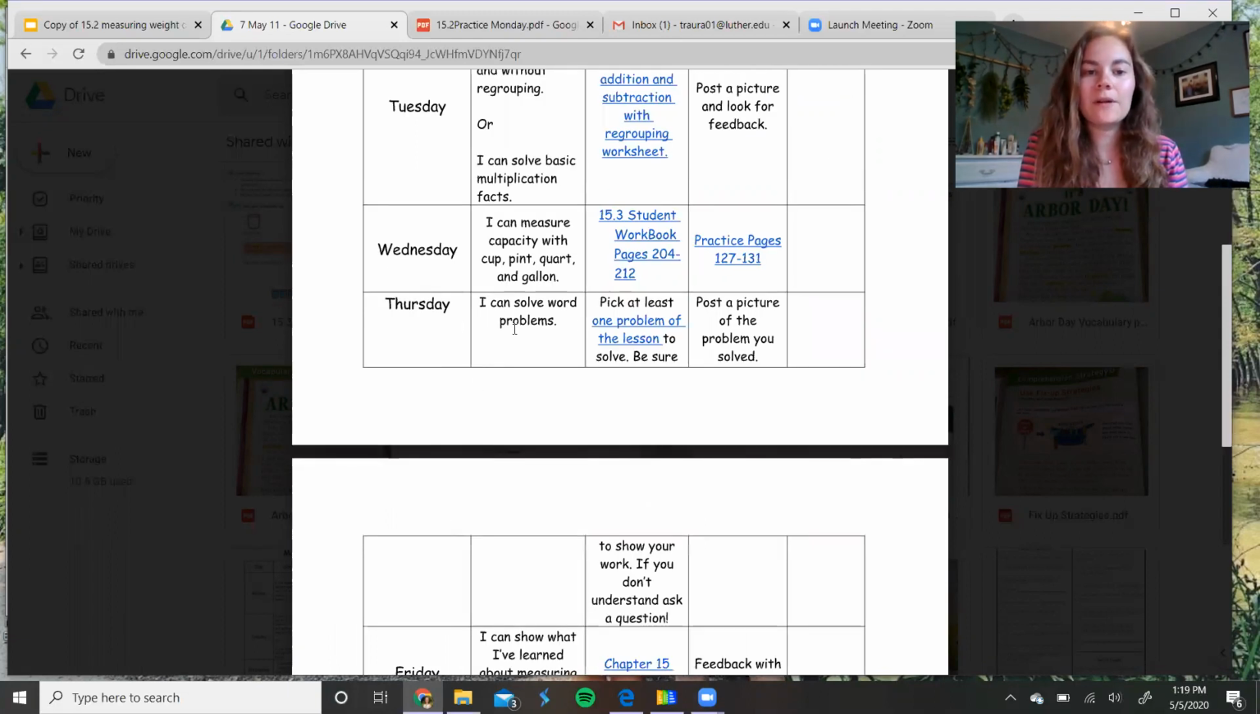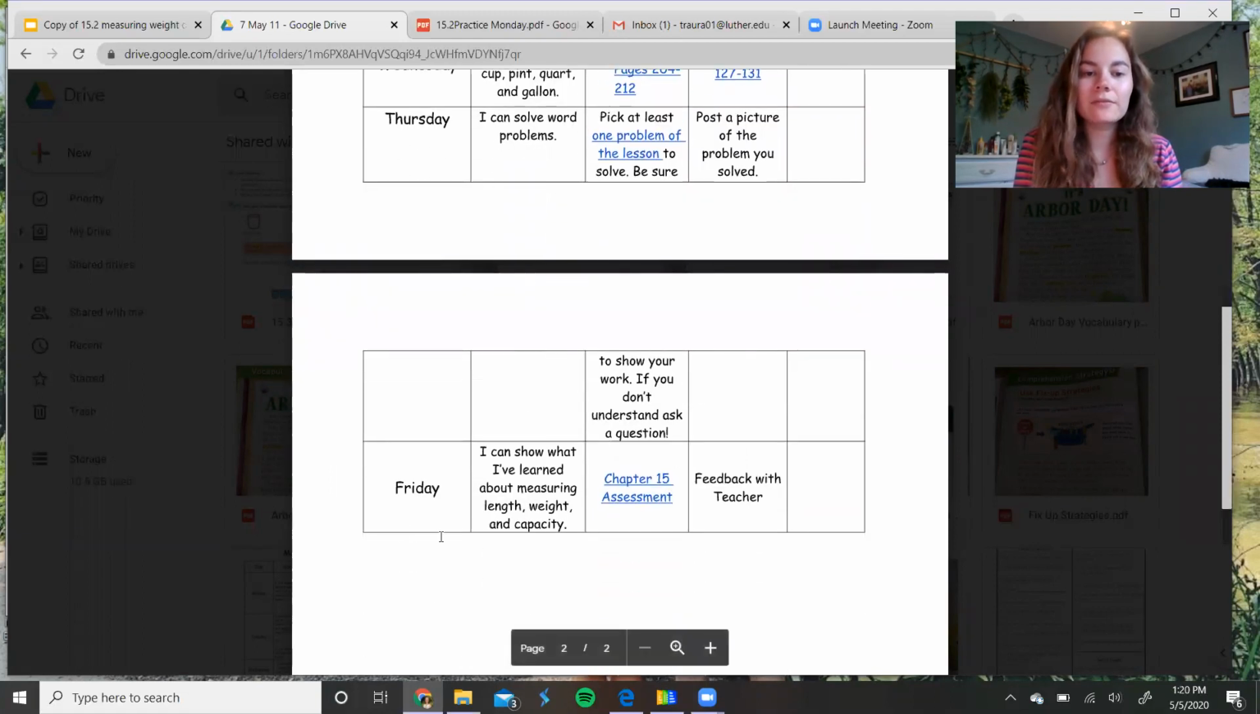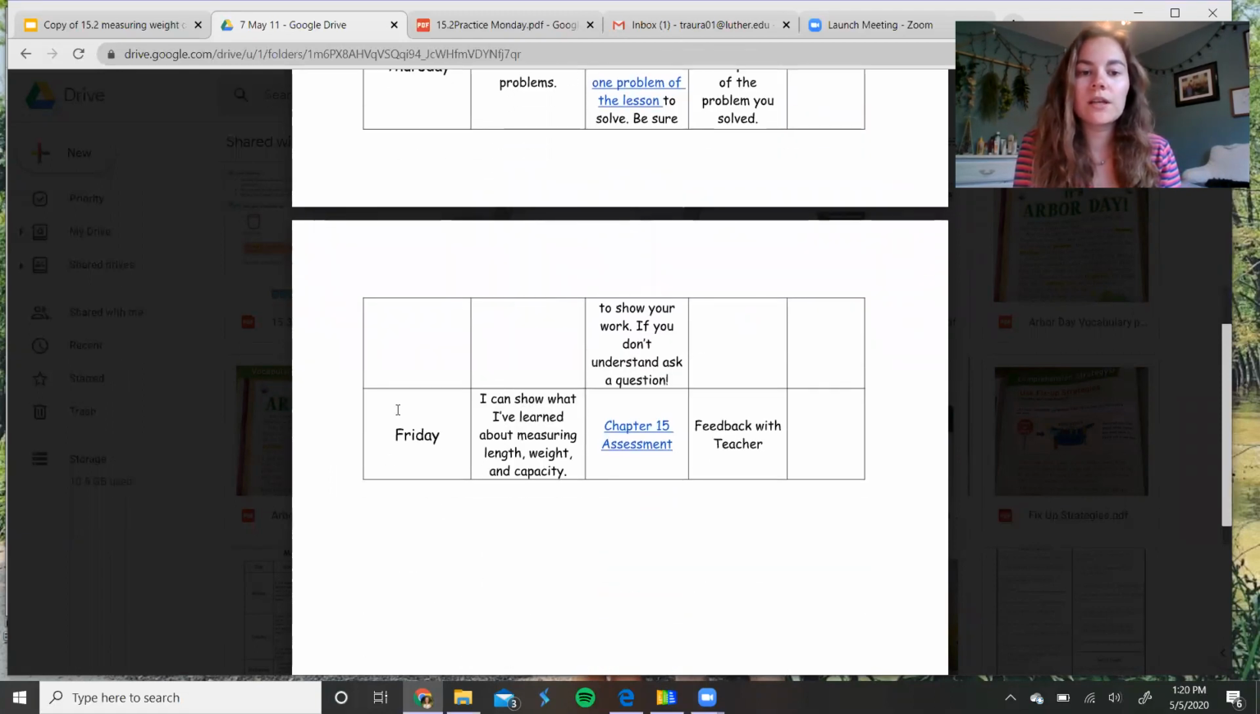On Thursday, we're going to be doing word problems again. And Friday, we're going to have a short assessment of what you've learned with measurements. So not only with weight, but with length, like what we did last week with inches and yards and miles. And with weight, what we're going to do this week.